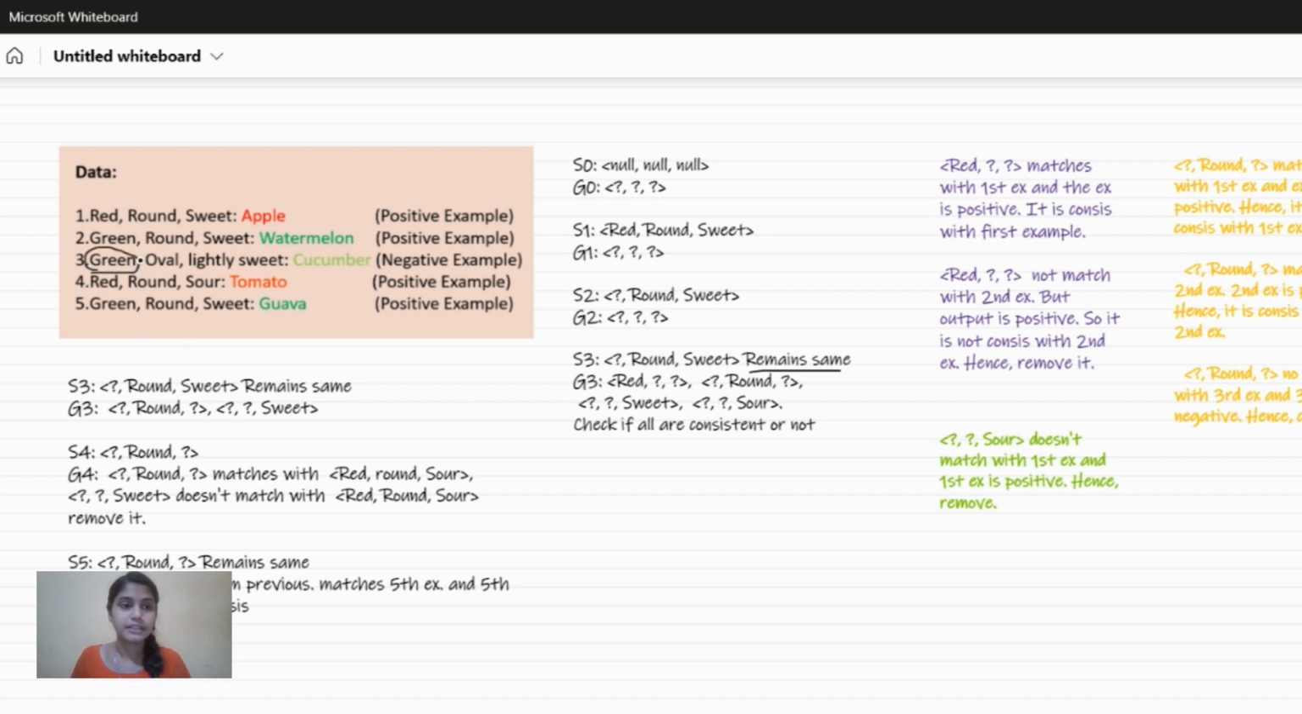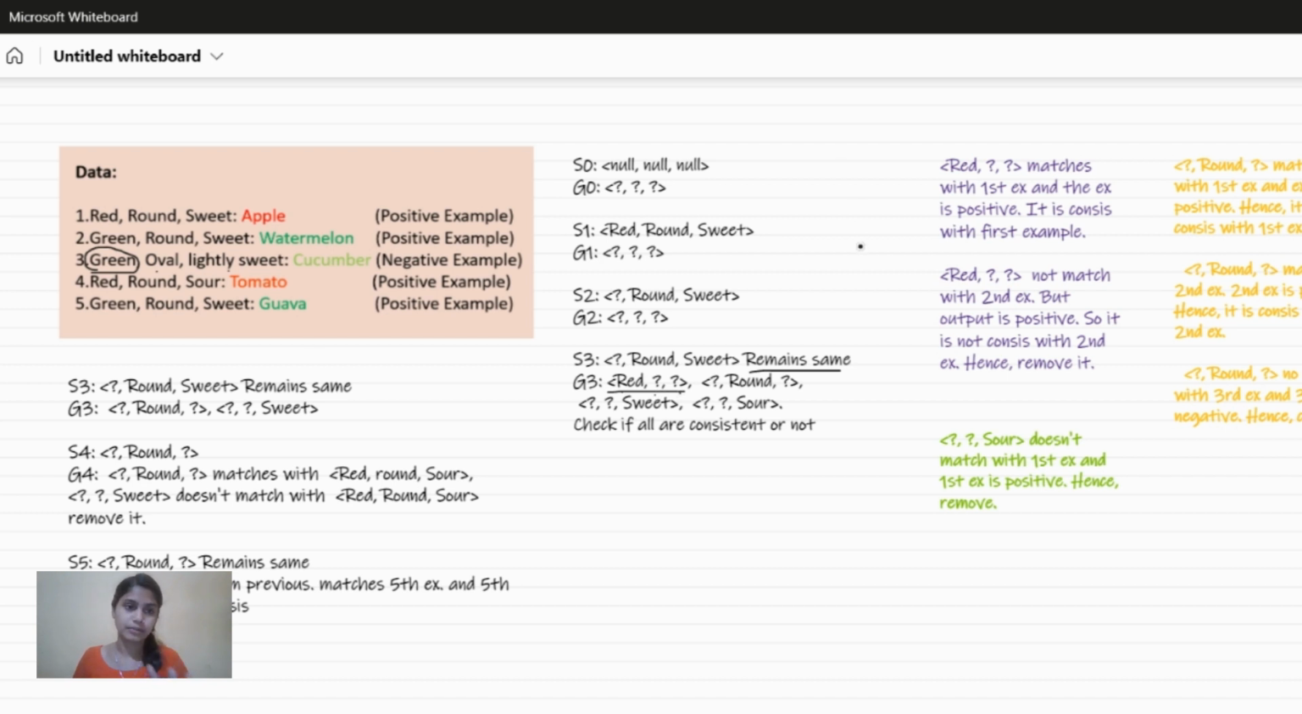As here the first attribute is green in this example, we will consider all opposite values of color and take them over here. The opposite color of green is only red, so I have kept red over here. And for the remaining attributes I have kept question marks.